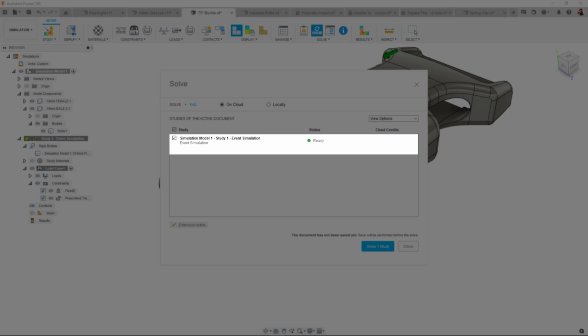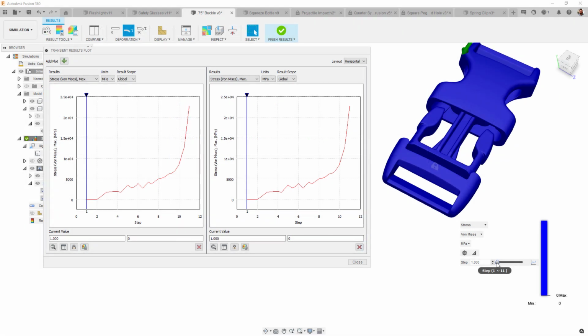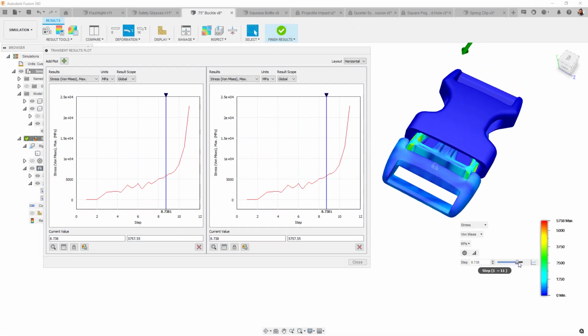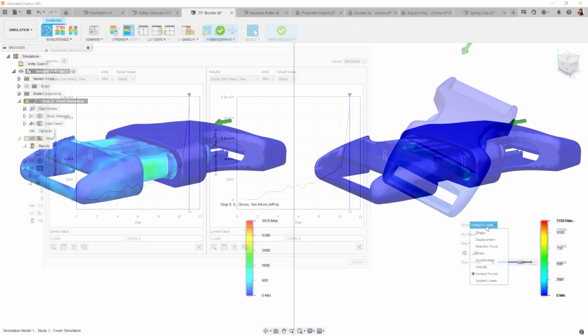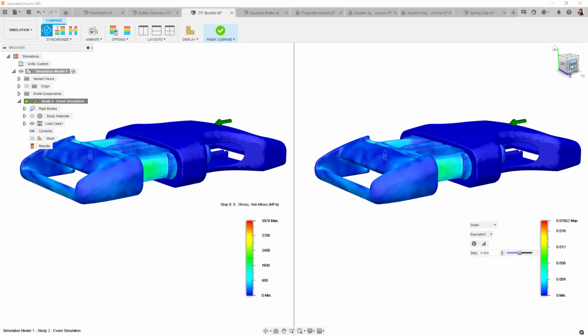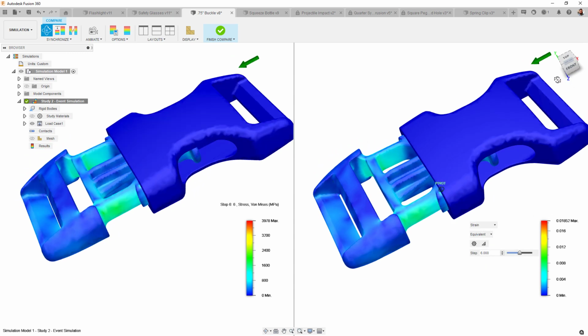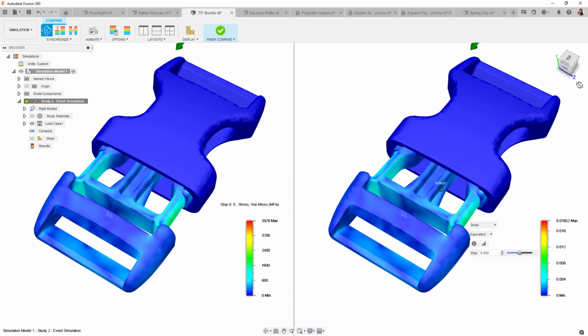Whether you're a seasoned CAE analyst or just starting out, Fusion 360's event simulation tool is a powerful yet easy-to-use study type. All this and more in the Fusion 360 simulation extension.